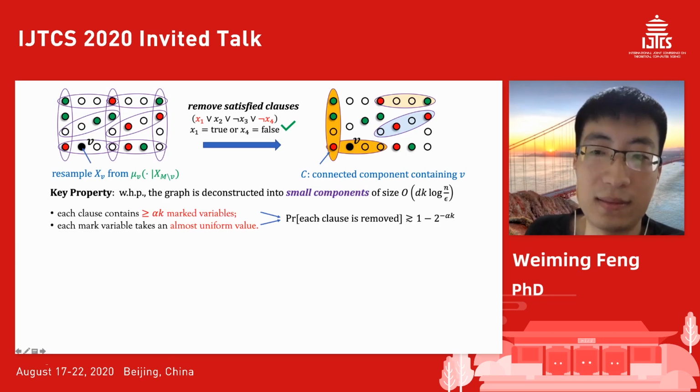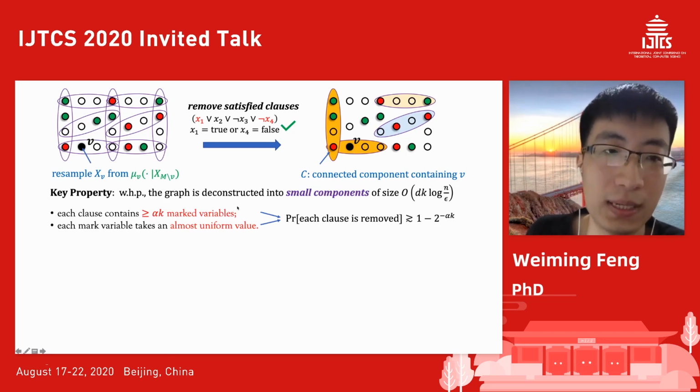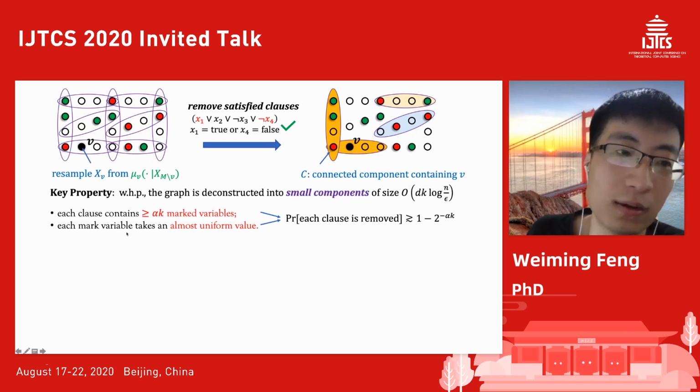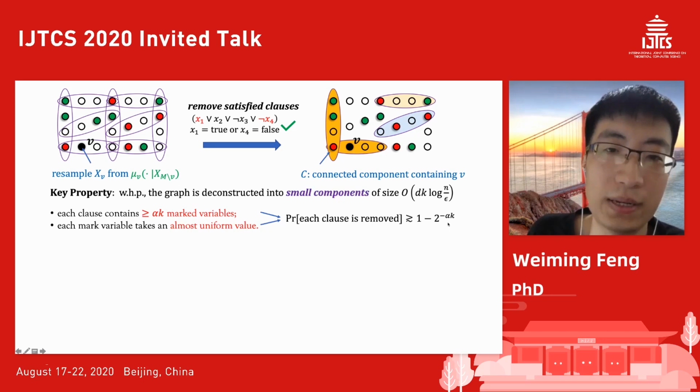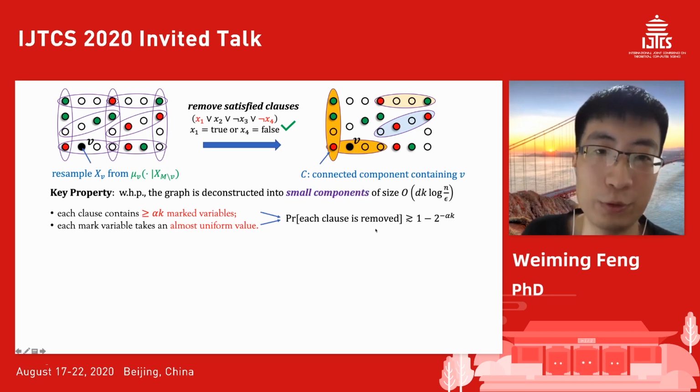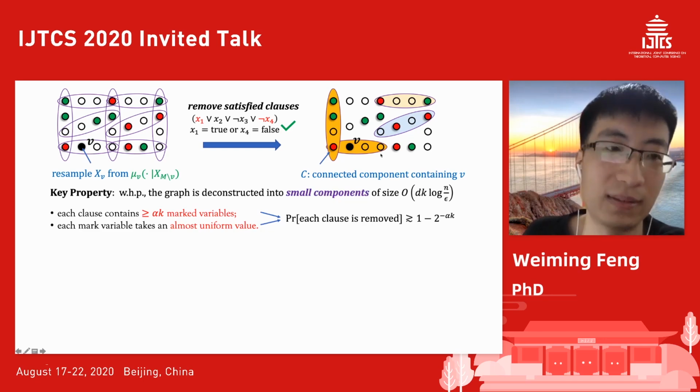The key property is that, with high probability, after removing all the satisfied clauses, the graph is deconstructed into small components of size O(dk log n). This is due to the fact that each clause contains at least alpha k marked variables, and each marked variable takes an almost uniform value. So with high probability, each clause can be removed, resulting in a graph with only small connected components.